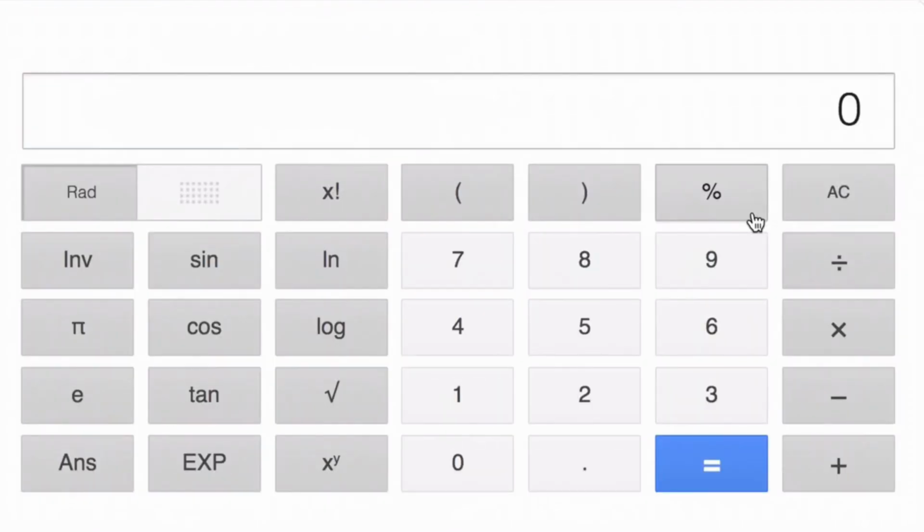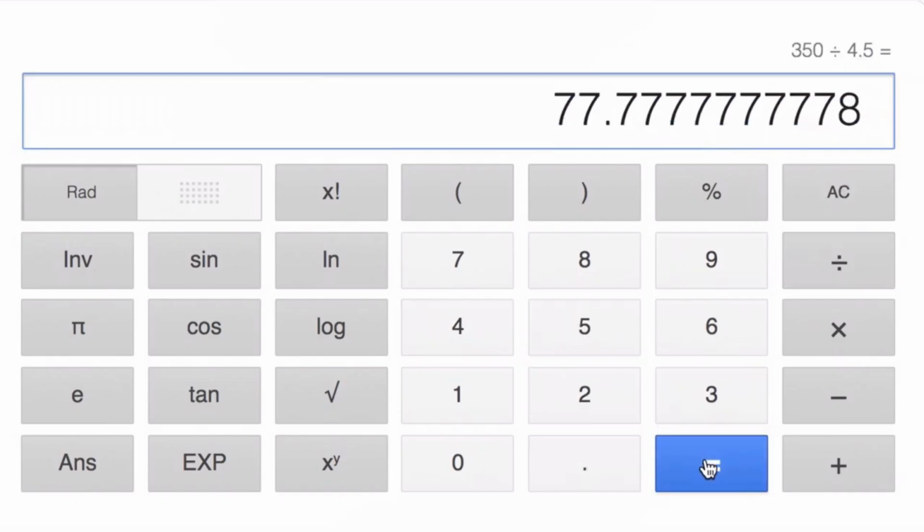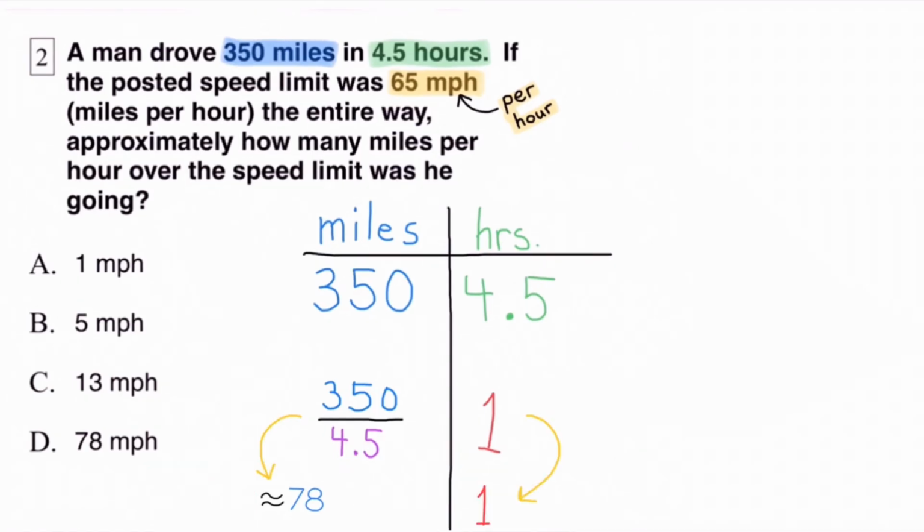You can also use a calculator to do this, and that would be 350 divided by 4.5. I'll show you what that looks like. 350 divided by 4.5 is not exactly 78, but it could round up to 78. So in 1 hour, he's traveling approximately 78 miles. So he's traveling approximately 78 miles per hour.